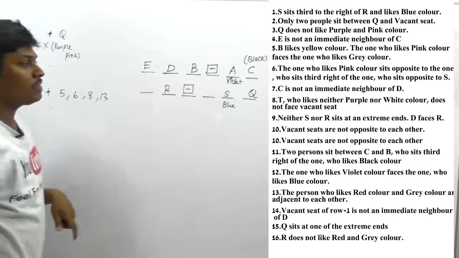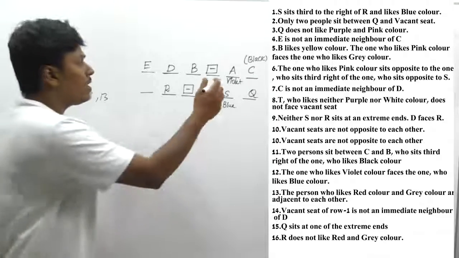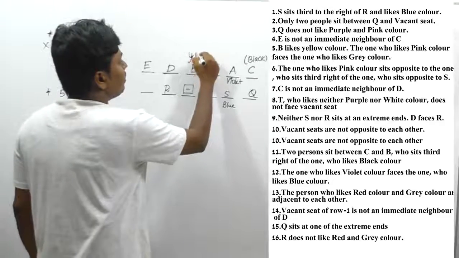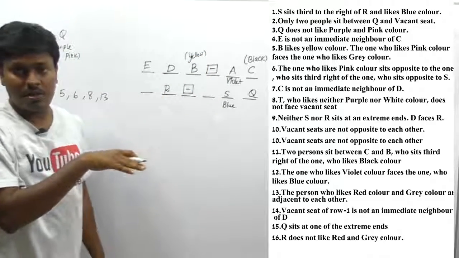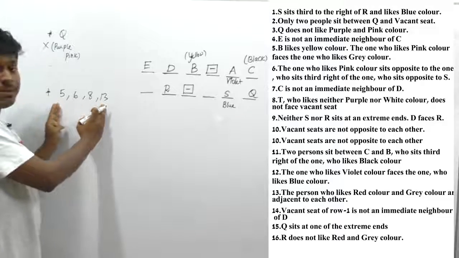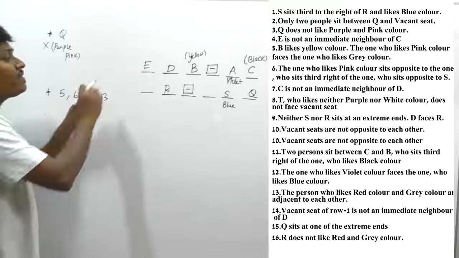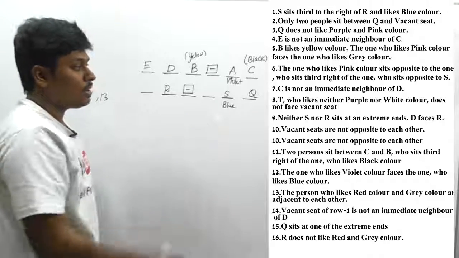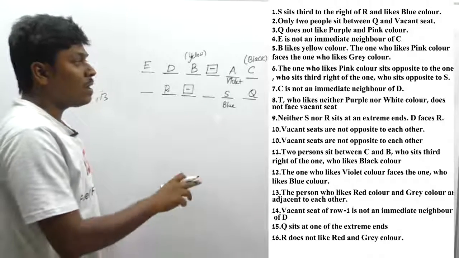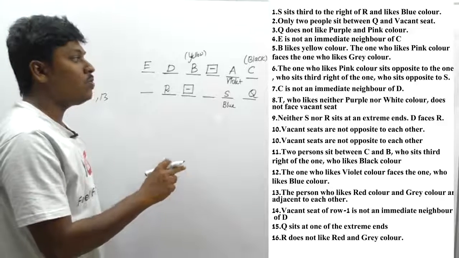So let me move on to the fifth point. What does the fifth point say? B likes yellow color. So I can say that the person B likes yellow color. Friends, remember that this is the right methodology to solve, right? Why? Because if we write only these 4 points, by only these 4 points we can conclude this arrangement, right? And the fifth point, B likes yellow color, right? The person who likes pink color faces one who likes grey color.